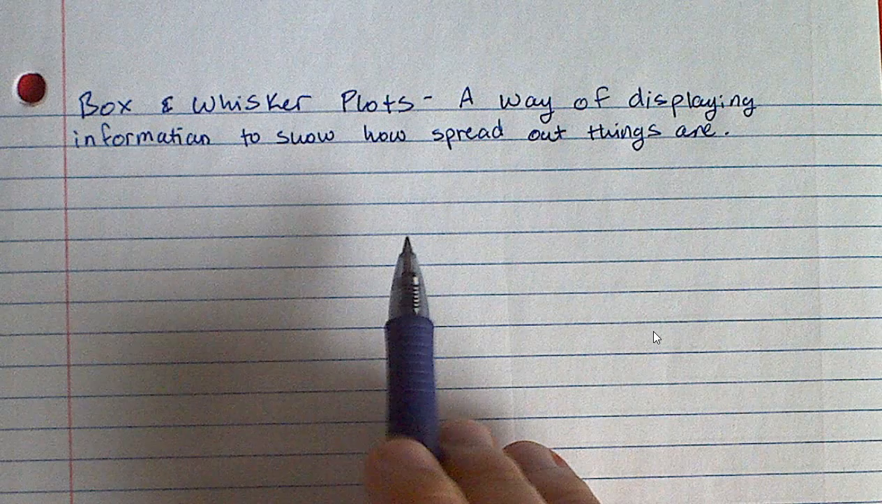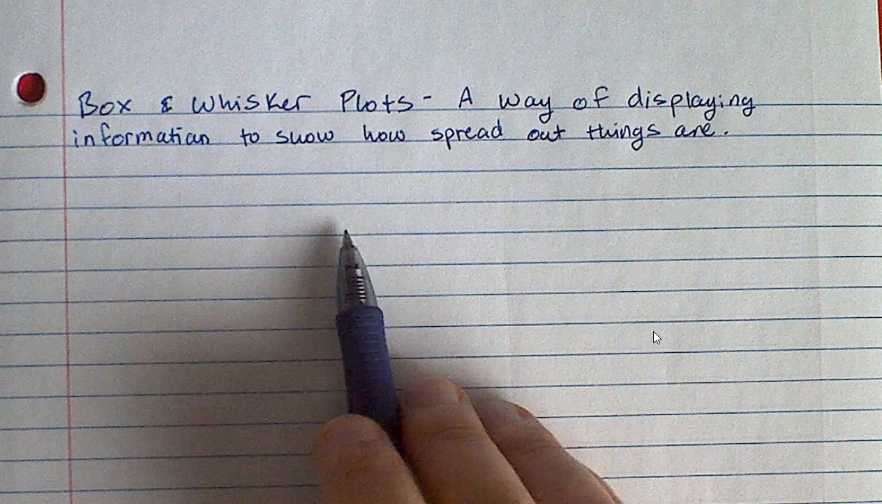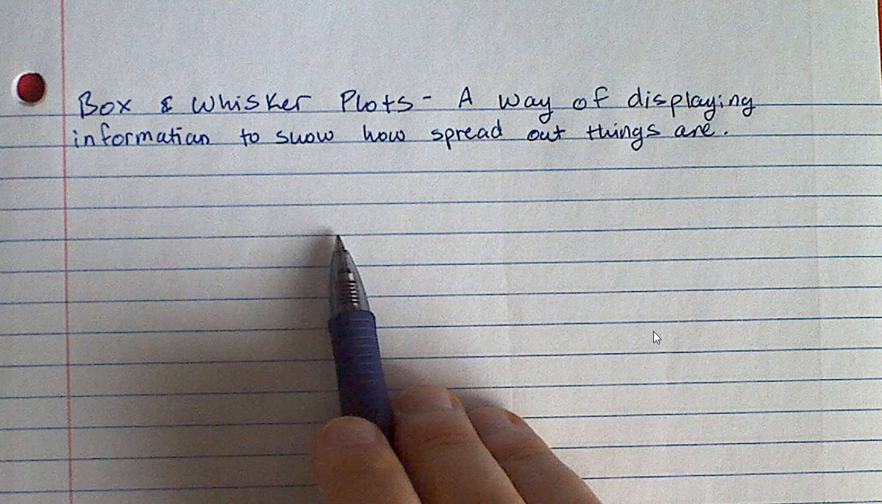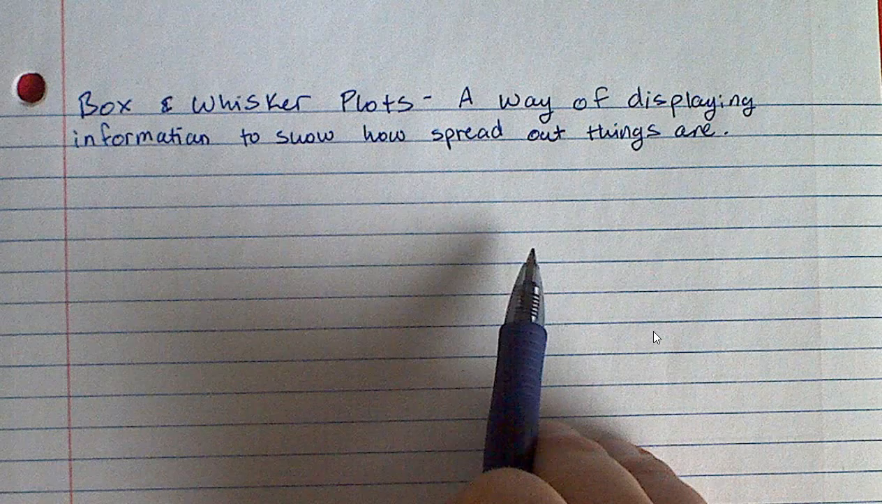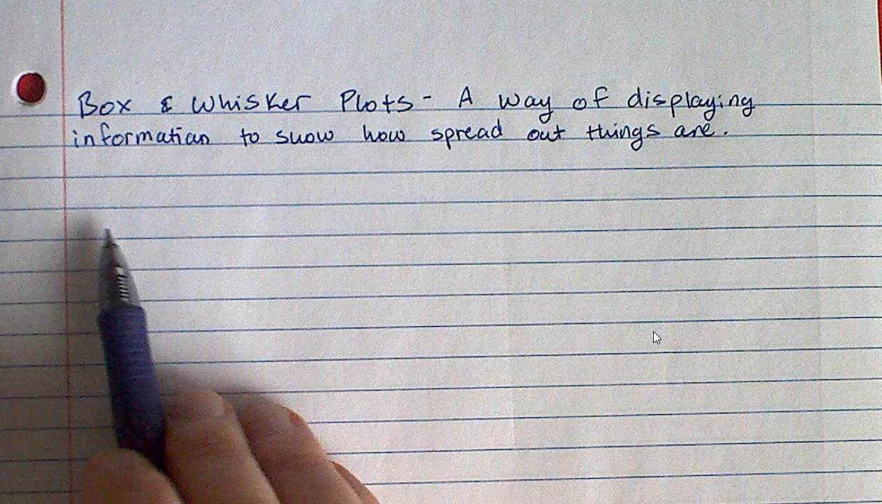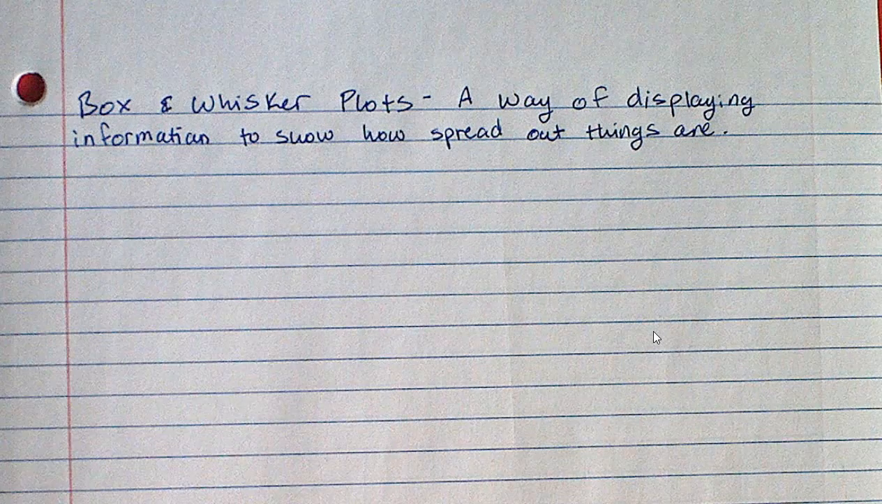Okay, hold on. I heard somebody say middle. Median is the middle number, right? Yeah. And then mode is the most frequently occurring number. So mean is the average, median is the middle number, and mode is the most frequently occurring number, okay?